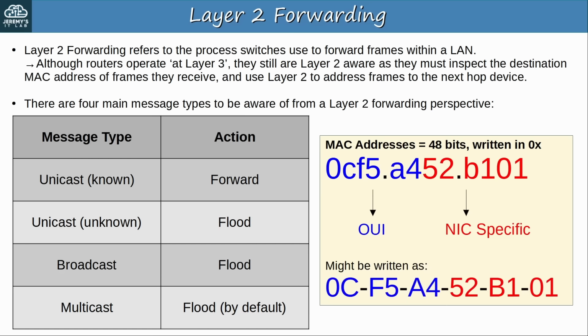Note that you may see MAC addresses written like this instead, with a hyphen between every other hex digit. For example, if you view the MAC address of a Windows PC with the ipconfig /all command, it will be displayed like this, whereas Cisco displays MAC addresses like the example above.